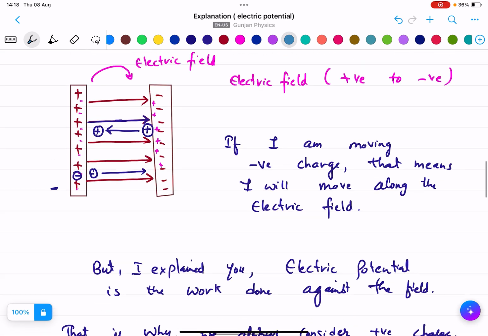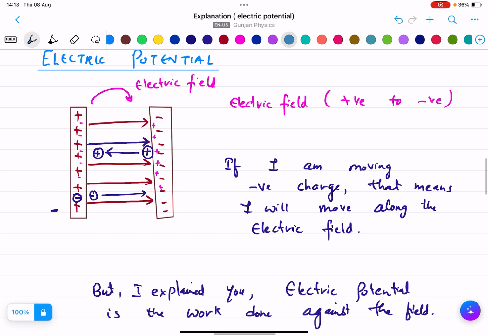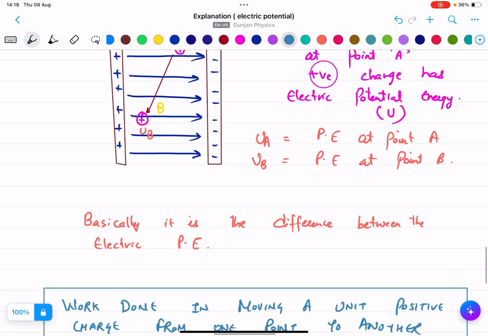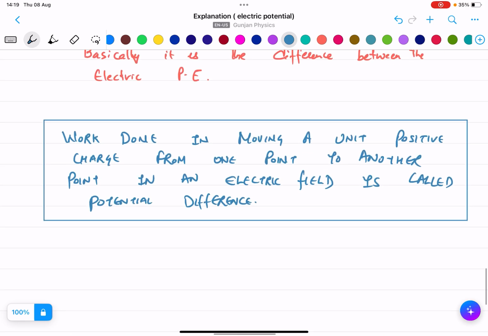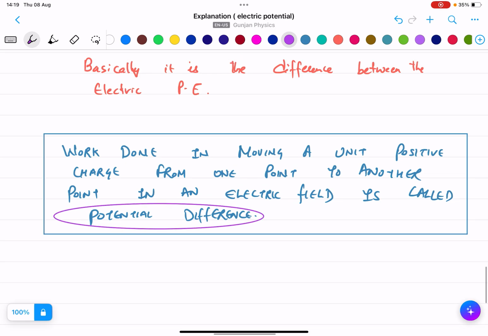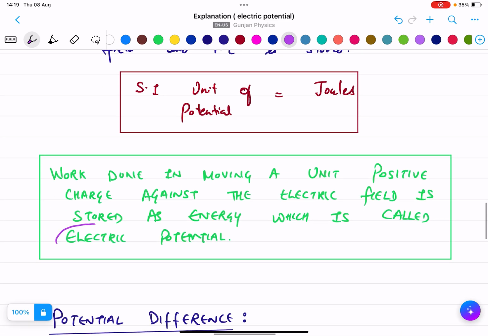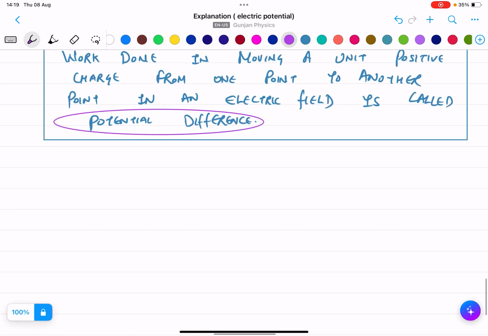So remember, when I am talking about potential, it's simple. We are just moving the positive charge against the electric field. Okay, this is potential. And what is the potential difference? When we are moving that positive charge from one point to another point in the electric field. Okay, this is called potential difference. So this is the definition of potential difference, and this is the definition of electric potential. You must remember the two definitions, very important from examination point of view.